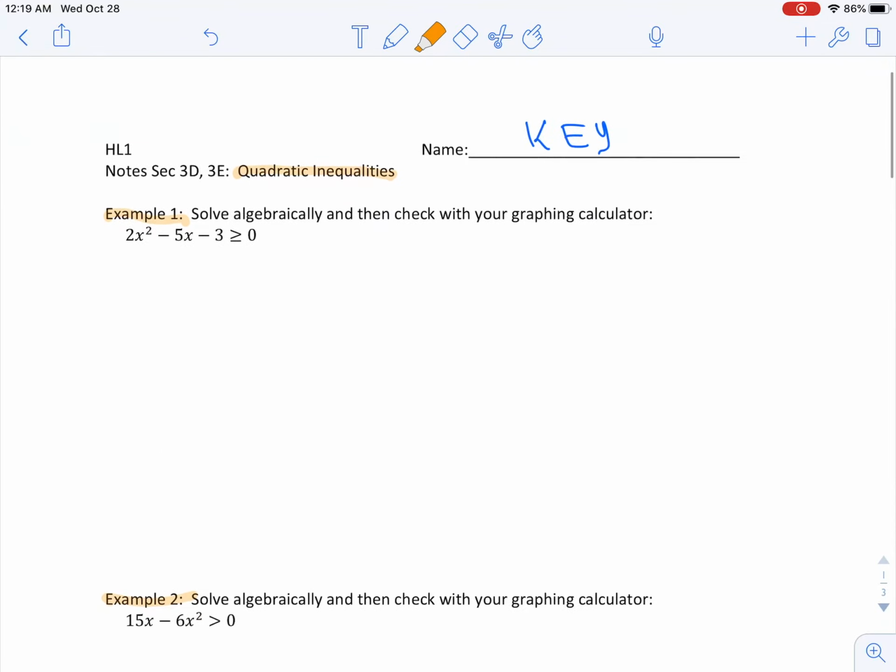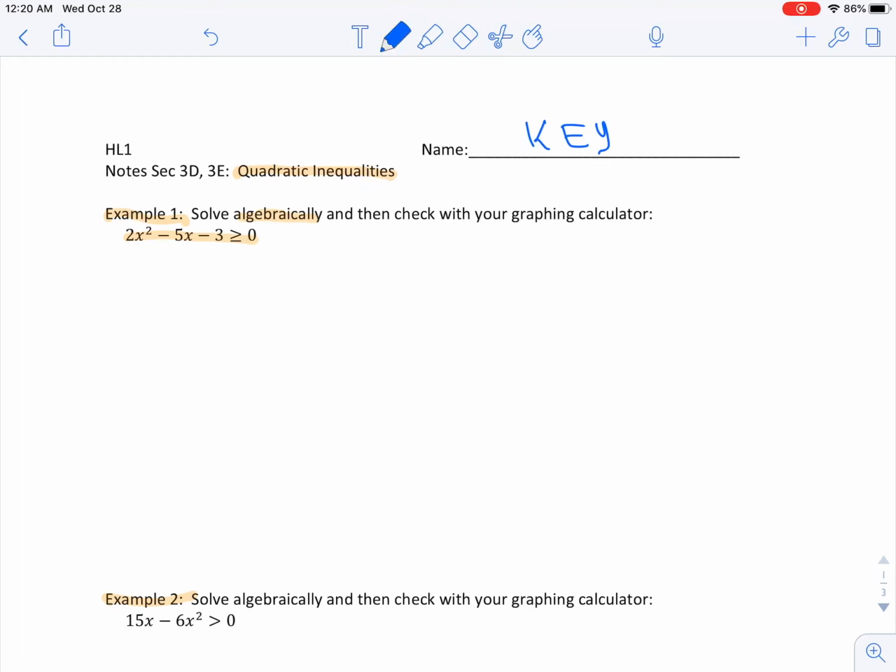So for example 1, I would challenge you first to maybe turn off the video for just a minute or two and see what you can do with the problem first. So it says solve algebraically and then check with your graphing calculator. So you want to solve this inequality algebraically: 2x squared minus 5x minus 3 is greater than or equal to 0. So like I said, take a minute or two just to at least get it started, and then turn the video back on and watch.